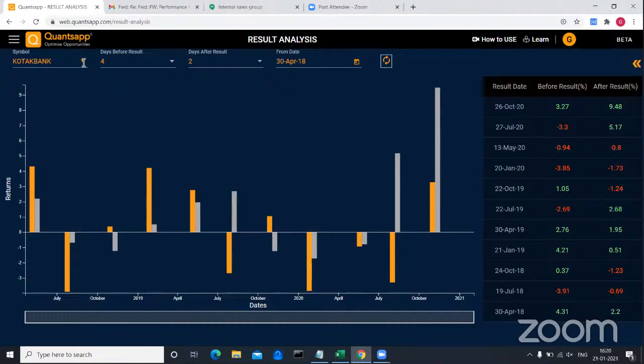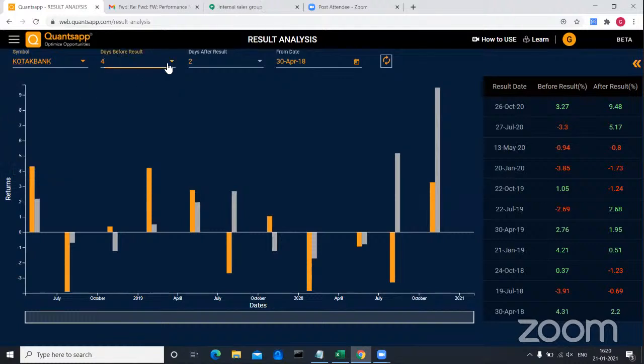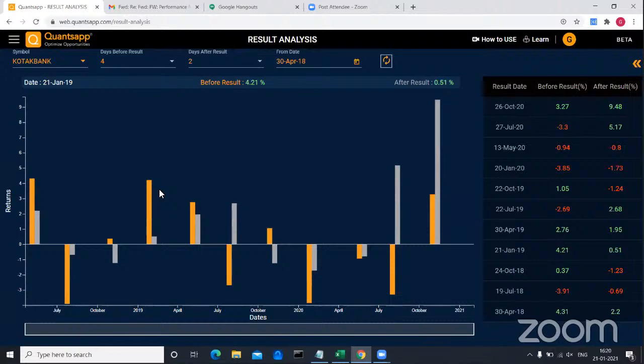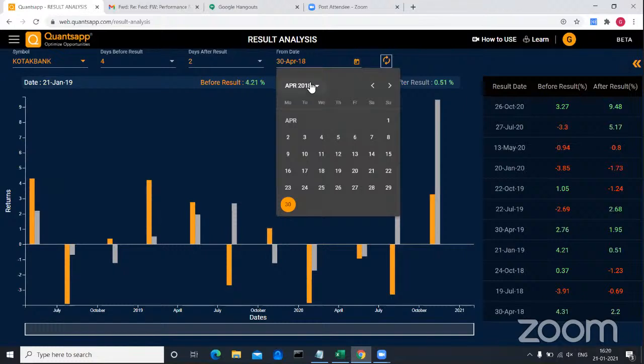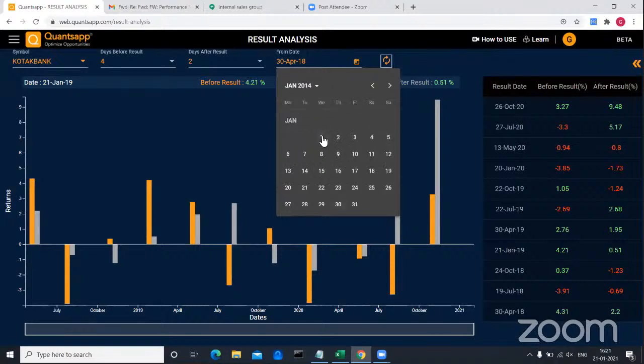And so here you can search all these stocks. Then here, days before the result means how many days before the result you are looking into the performance of that particular stock. And days after result means how many days after the result you are looking at the performance of stock prices, stock movement. And then you have the from date. So this is for the last 3 years. If I say I want to look from 2014 Jan.